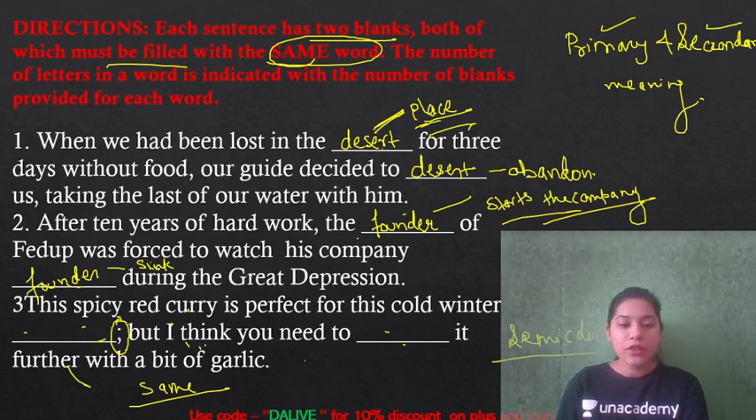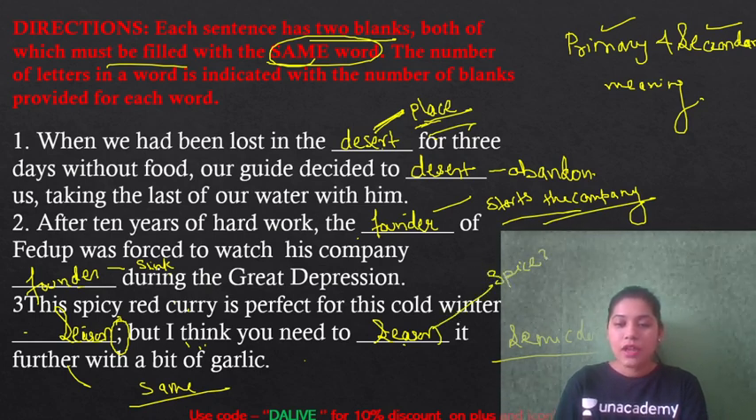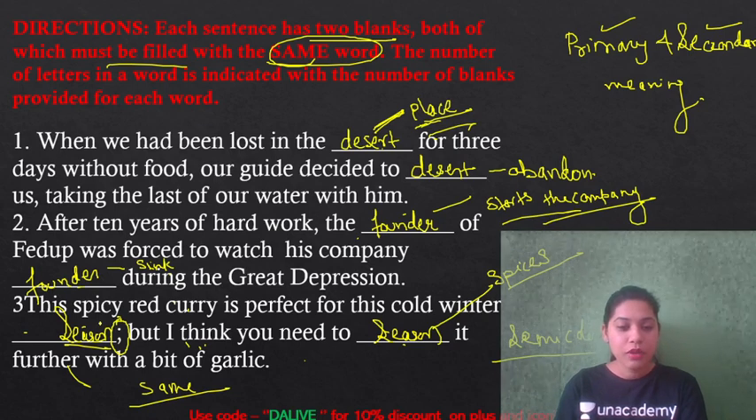Now, this spicy red curry is perfect for this cold winter season, but I think you need to season it further. Seasoning basically means spices, adding spices like oregano, chili flakes, what you use on pizza, pizza seasoning, of course we call it. And this season is like weather: winter season, summer season, monsoon is coming up. Game of Thrones is over, so winter is not coming soon. So of course the first is the primary meaning, and here we have the secondary meaning.